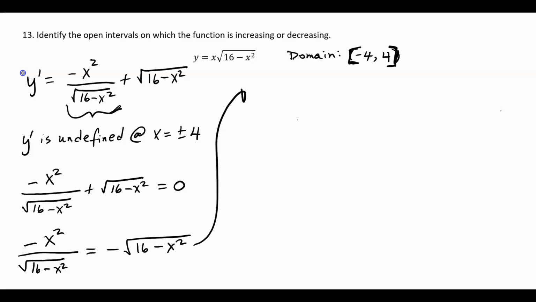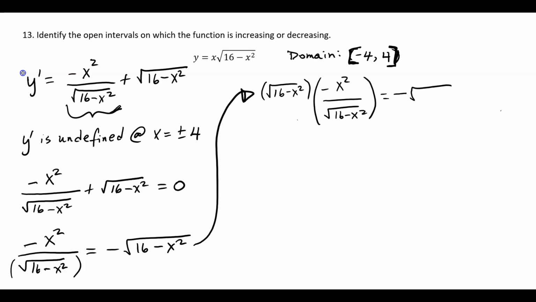From here, I'm going to multiply both sides by the denominator, the square root of 16 minus x squared. And when I do that, I end up with the square root of 16 minus x squared times negative x squared over the square root of 16 minus x squared equals negative the square root of 16 minus x squared times the square root of 16 minus x squared.